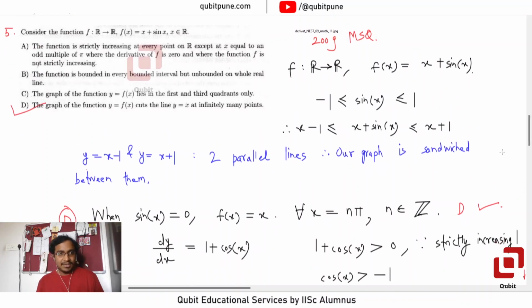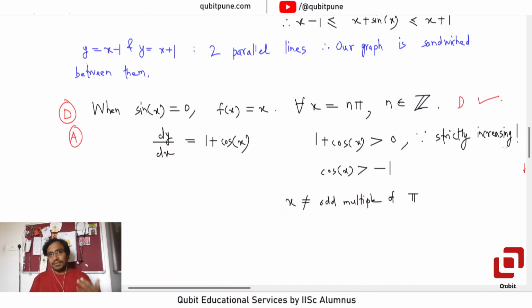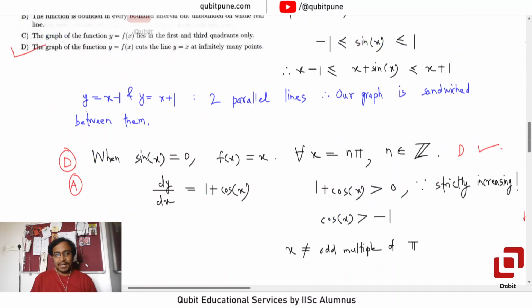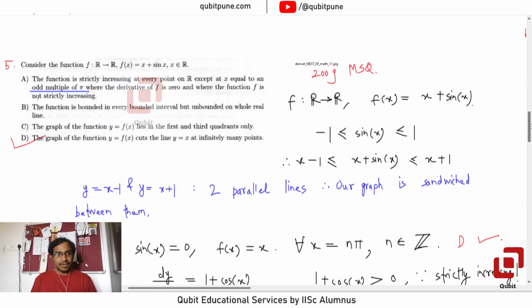Now let us read option A. They say the function is strictly increasing at every point in R except at x equal to an odd multiple of pi. At least that part is true, where the function's derivative is 0, true, and where the function is not strictly increasing. Yes, that's true, because the derivative being 0 tells us that the function momentarily becomes flat there, like an inflection point. So option A is correct.